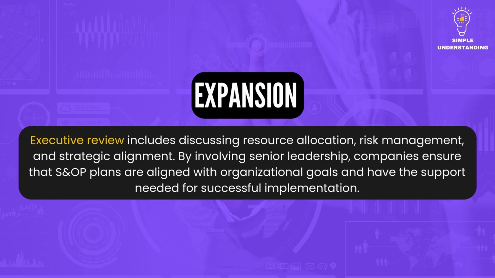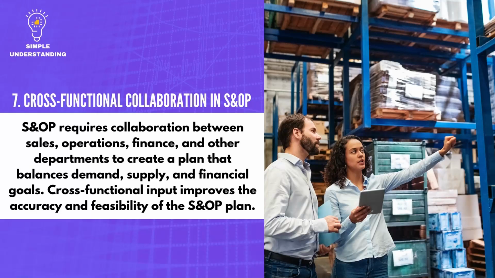7. Cross-functional collaboration in S&OP. Explanation. S&OP requires collaboration between sales, operations, finance, and other departments to create a plan that balances demand, supply, and financial goals. Cross-functional input improves the accuracy and feasibility of the S&OP plan.